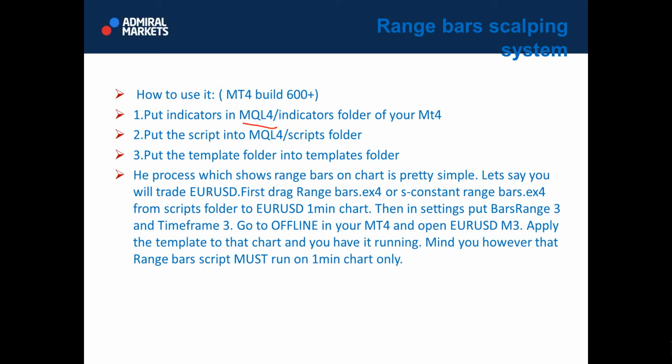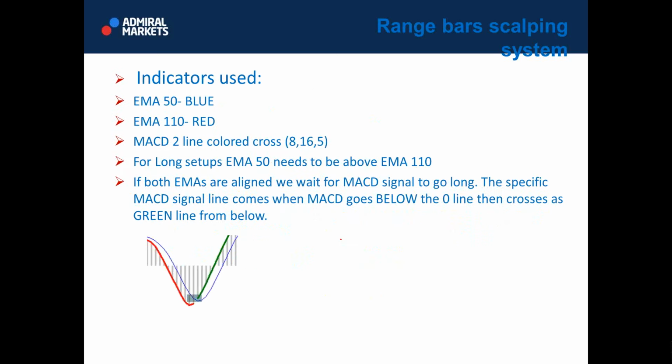So let's say you will trade euro dollar. First drag the range bars script from the scripts folder to the euro dollar 1 minute chart. I will give you this script if you mail me. I will show you that also later, but just pay attention now and try to think about it, because you will need this to set up properly. Then in settings, put range bars range 3 and time frame 3. Go to offline in MT4 and open euro dollar M3. Apply the template to that chart and you have it running. Mind you, however, that the range bar script must run on a 1 minute chart.